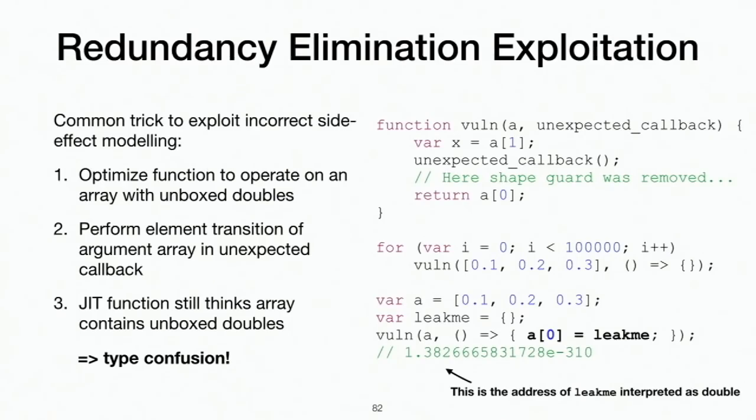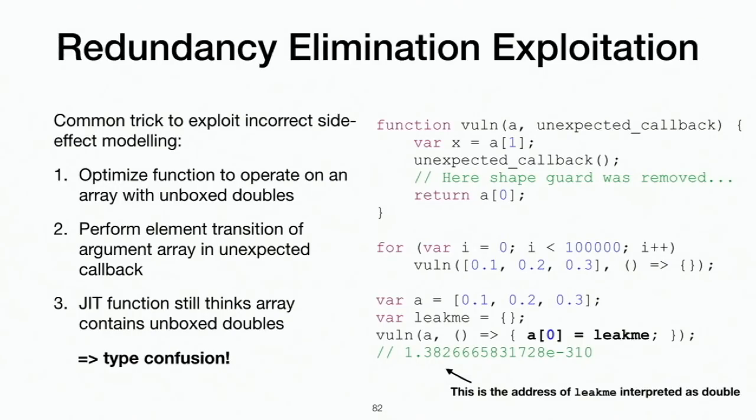But okay, so how can we use this to exploit these redundancy problems? This is the pseudocode for such a bug, where you have an unexpected callback somewhere in between your JIT code that you're compiling. And then essentially the exploit looks like this. You first optimize your function to work on arrays with unboxed doubles. In this case, that's this for loop here. It's always called with an unboxed double array. Then you call it again, and this time in the callback, you transition the array to now store objects.